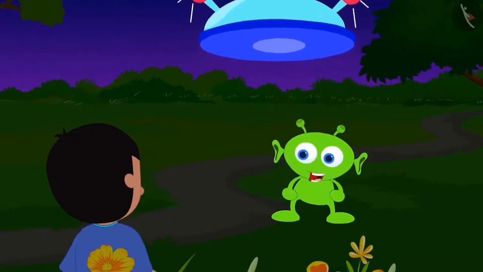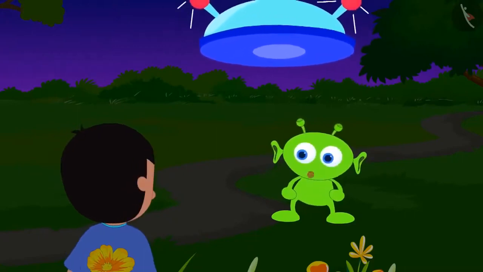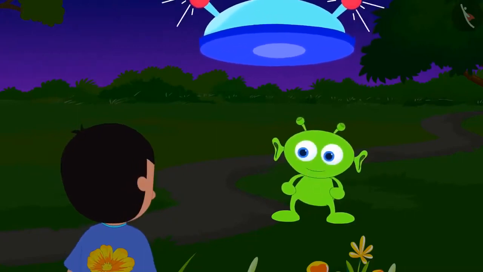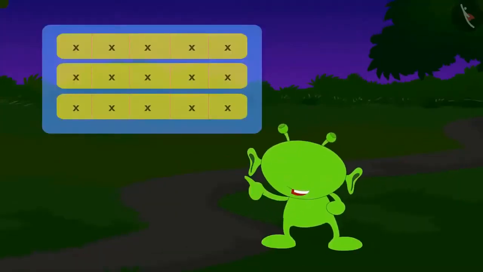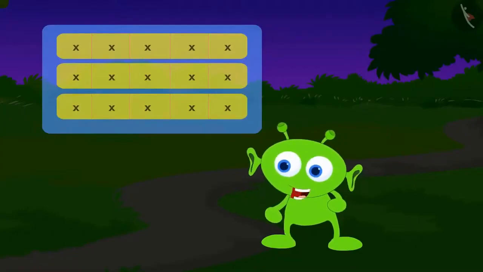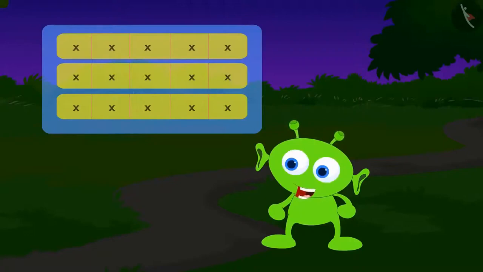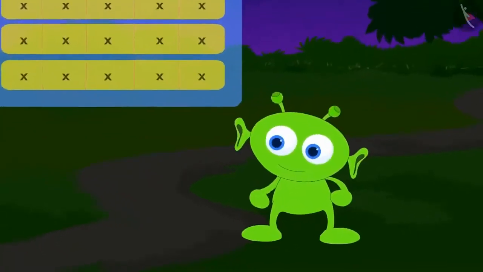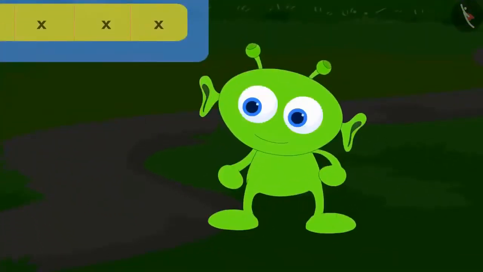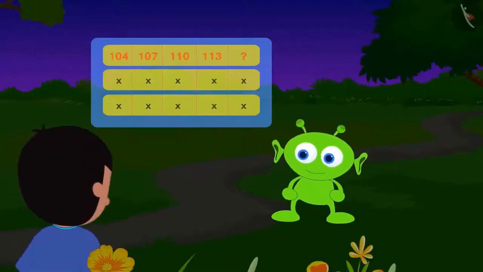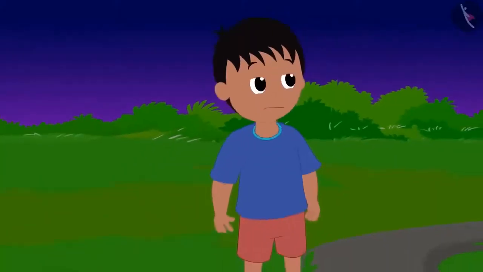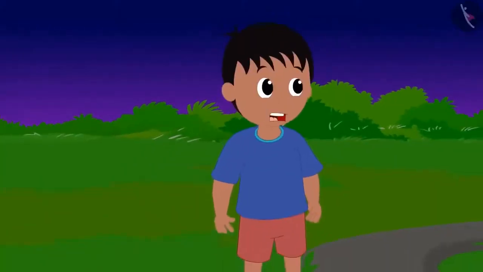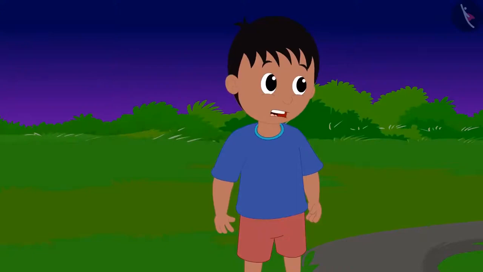If you want to save your friend, then you have to complete 3 of the codes given by me. If you cannot complete these codes, then I will take your friend away from the earth forever. The alien from the flying saucer said to Raju, "This is my first code. This is a strange code."